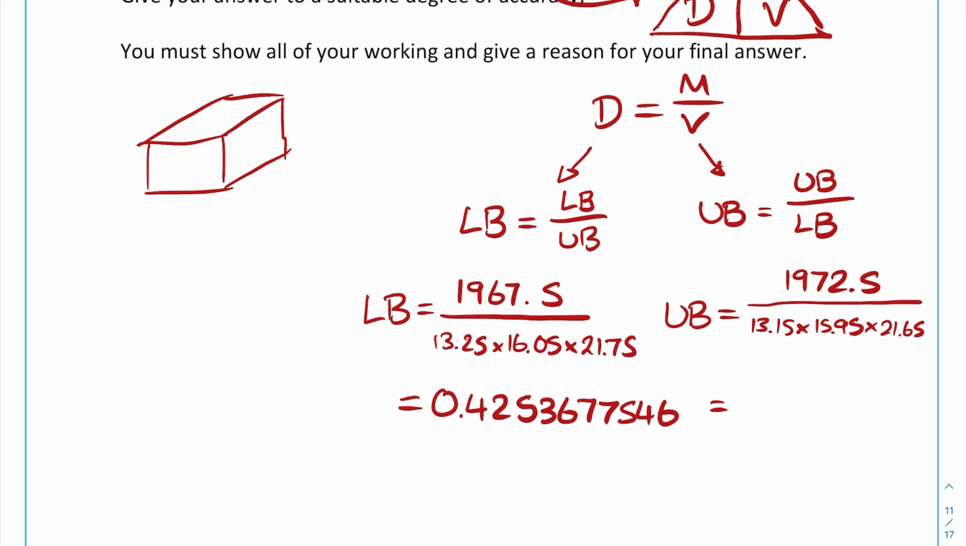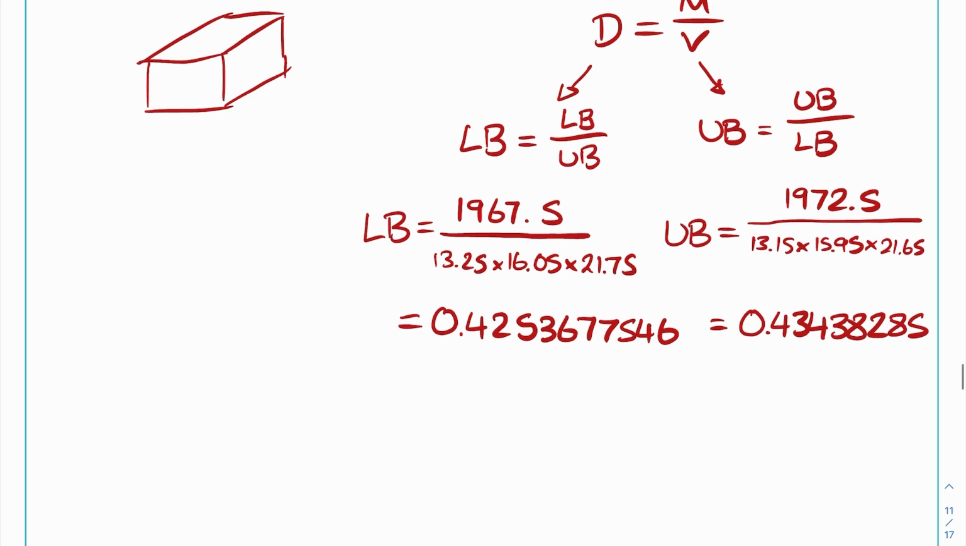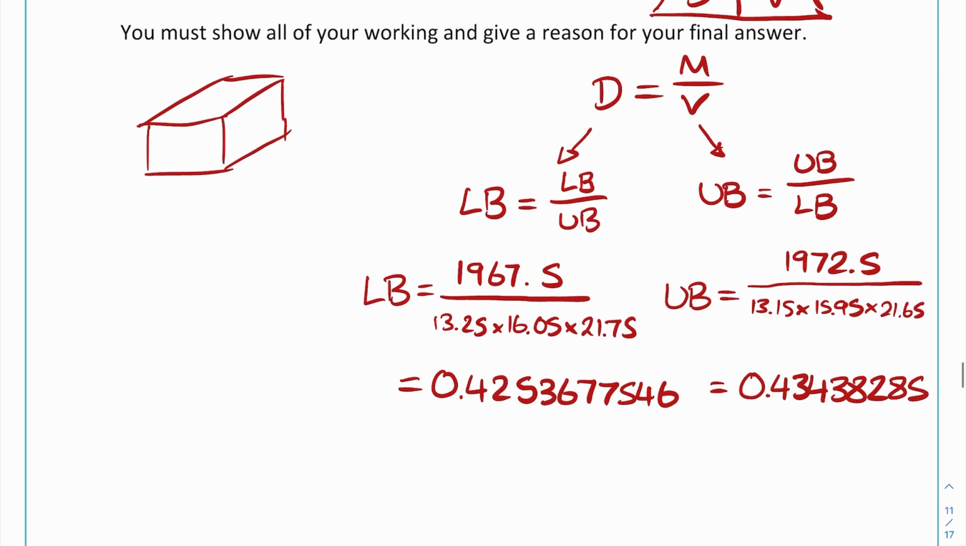I'm going to delete what we had there before because we don't use any of the same numbers. So 1972.5 divided by 13.15 times 15.95 times 21.65. And there we go. That gives us 0.434382, and there are more decimals, but I can already see how it's going to round it. There is a 0.6 after that 5, but we're not going to need to go that far.